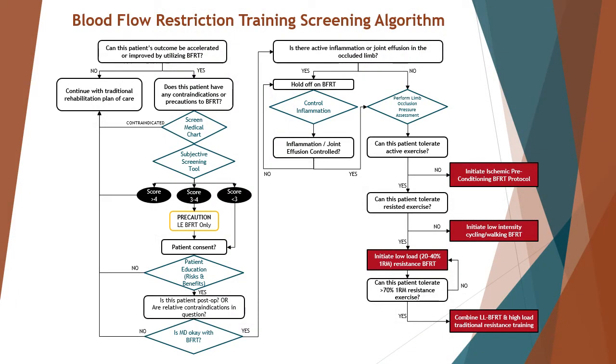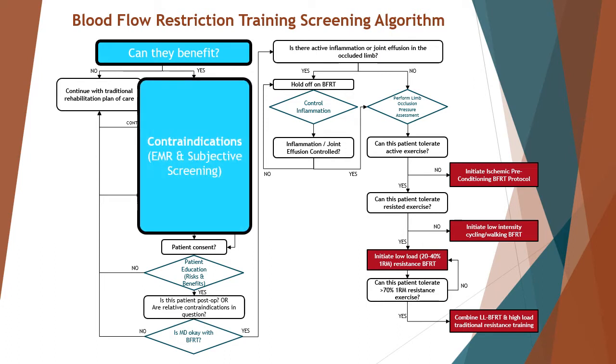Okay, so this is the proposed alternative algorithm that is a little bit more in depth and a little bit more specific. Though it looks quite daunting on the surface, I'd like to simplify it for you by labeling a couple things. So there's similarities between this and the Scott et al. in 2014. Can the patient benefit from BFR? Are there any contraindications using the EMR and subjective screening questionnaire?